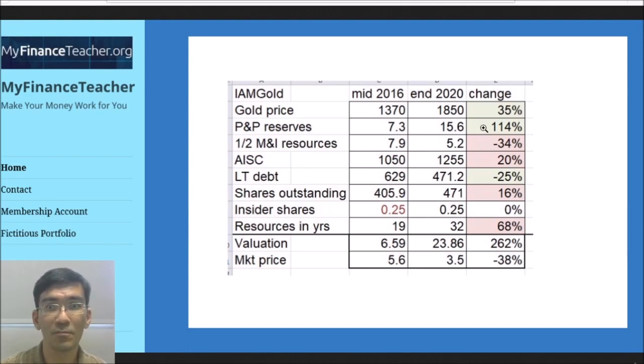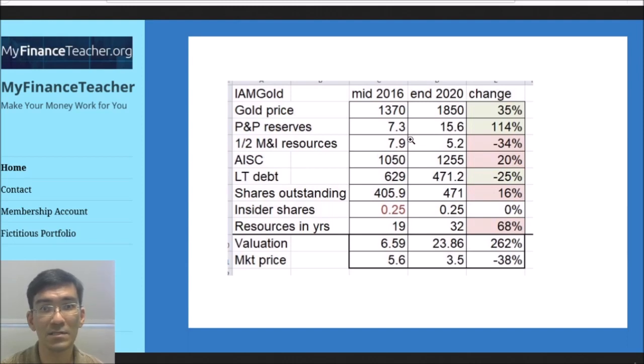So on one hand, we have proven and probable reserves more than doubled, whereas the measured and indicated resources, or half of those, as I only include half in the valuation model, decreased by around 34%. Don't be misled by the relative size of these numbers. 114% is not actually 3 times as good as a decrease in 34%. Because looking at the total resources, proven and probable, as well as measured and indicated, we see that back in the middle of 2016, the company had somewhere around 15 to 16 million ounces, whereas more recently, the company has somewhere around 20 to 21 million ounces.